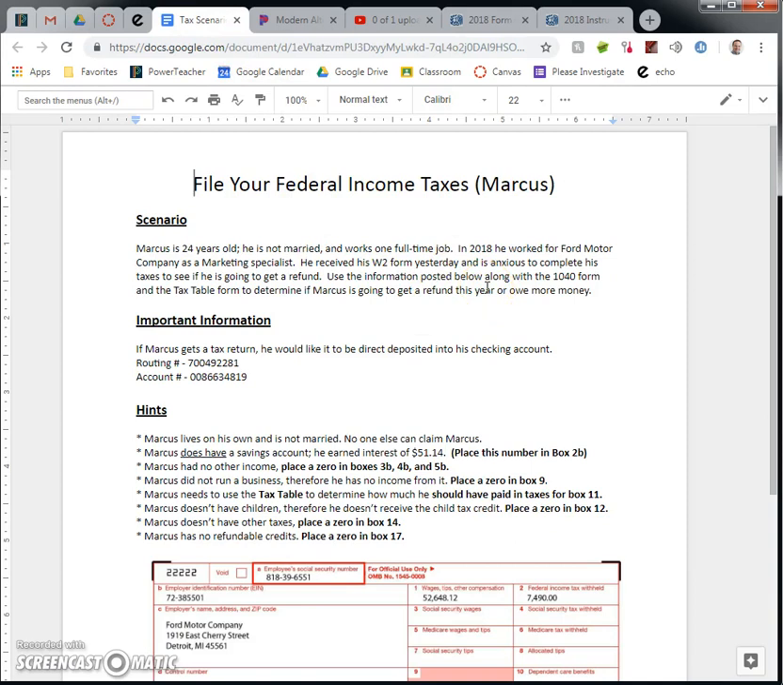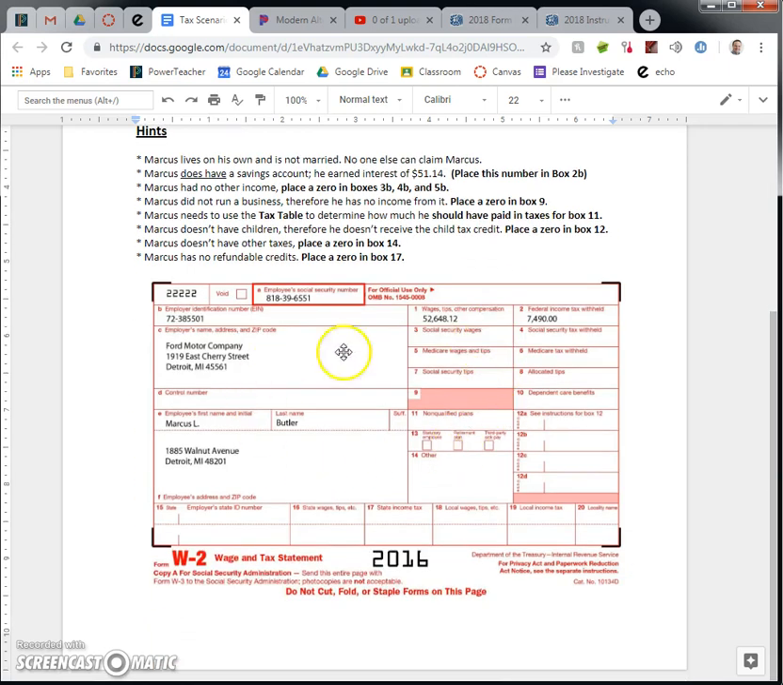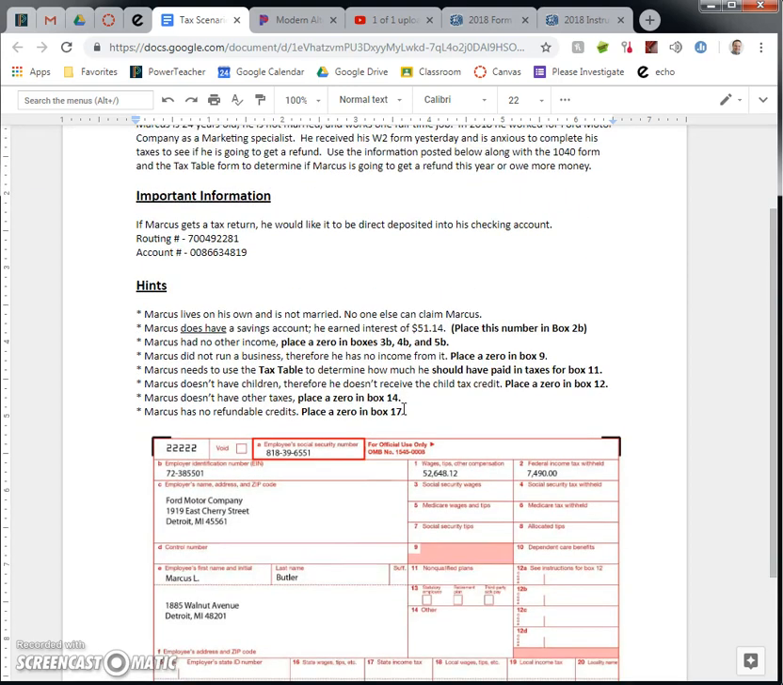Okay, so back to Marcus. He has one job. He worked for Ford Motor Company, and they just sent him his W-2 form, which is right here at the bottom of our scenario. And basically, we are going to try to determine if Marcus owes more money or if he gets a refund.